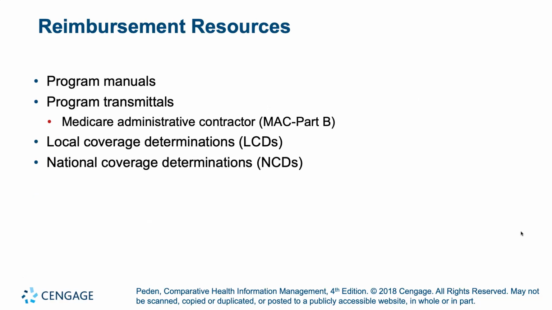Well, where can you go for resources about reimbursement? You can look at program manuals and program transmittals. You can contact your MAC and ask them about their Part B resources. You can look at LCDs and NCDs. And I know that we will be talking about those in some of your other classes this semester. So if you're not familiar with LCDs and NCDs, we'll make sure that you are. Those are very important because they will tell you what is covered and what you have to have to get that coverage.